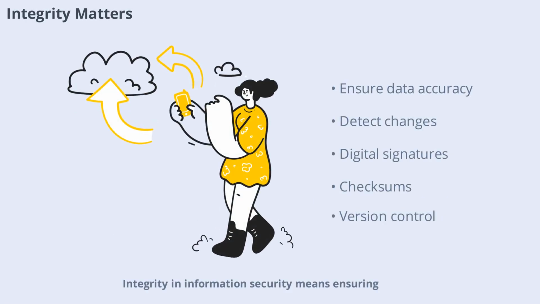Integrity in information security means ensuring that data remains accurate and trustworthy. Imagine if someone altered your medical records or financial statements without your knowledge. The consequences could be severe. To protect integrity, organizations use techniques like checksums, digital signatures, and version control. These tools help detect unauthorized changes and maintain the reliability of information. Upholding data integrity is vital for decision-making and maintaining trust in digital systems.